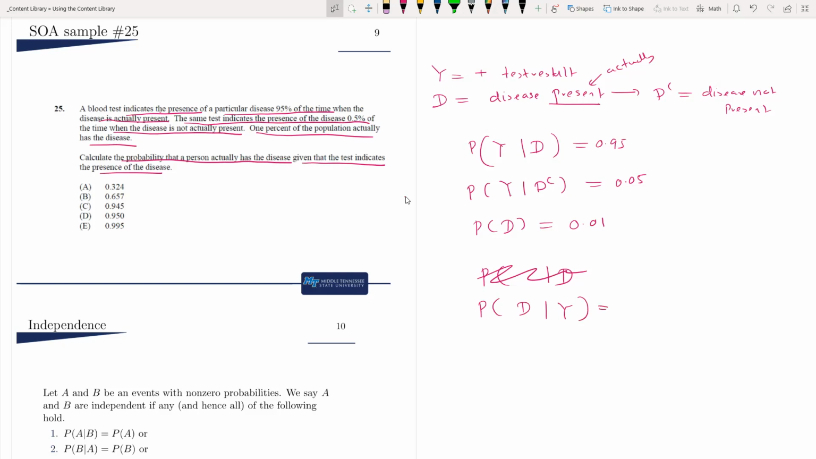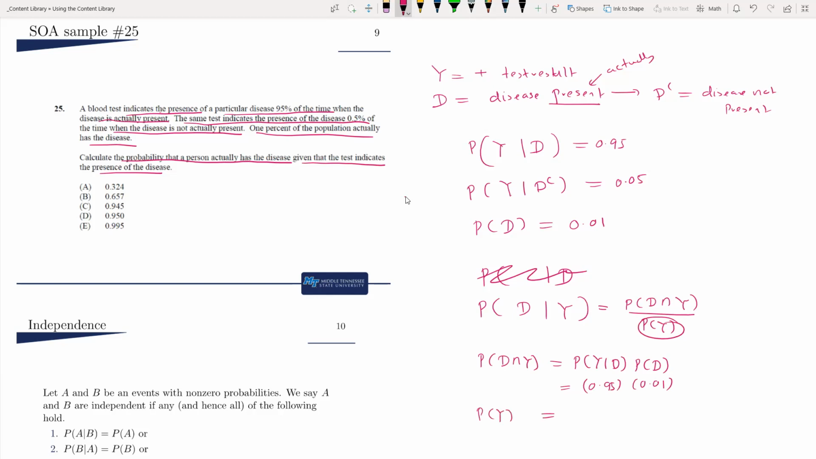So you can see that this is going to be probability of D and Y over probability of Y. So the question becomes how to calculate probability of D and Y. So let's think about this. I can write this as probability of Y given D times probability of D. You can expand this and you will see that it's the same as probability of D and Y. So it's going to be 0.95 times 0.01.